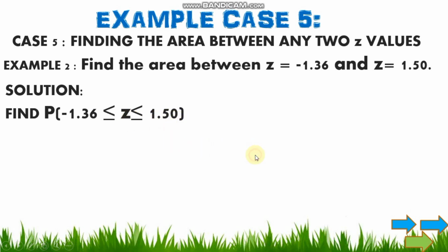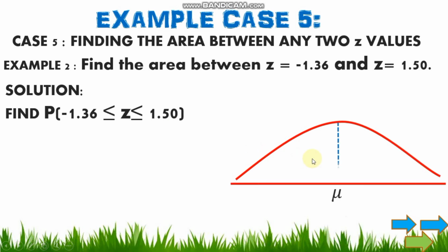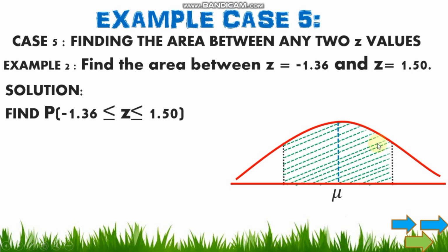Locate where those z values are in the normal curve. The mean is always in the center, and since we have a negative z value, it is on the left side, and the positive z value is on the right side. Right? So, negative 1.36 and positive 1.5. Now, we are looking at the area in between them, or the shaded portion in our illustration.